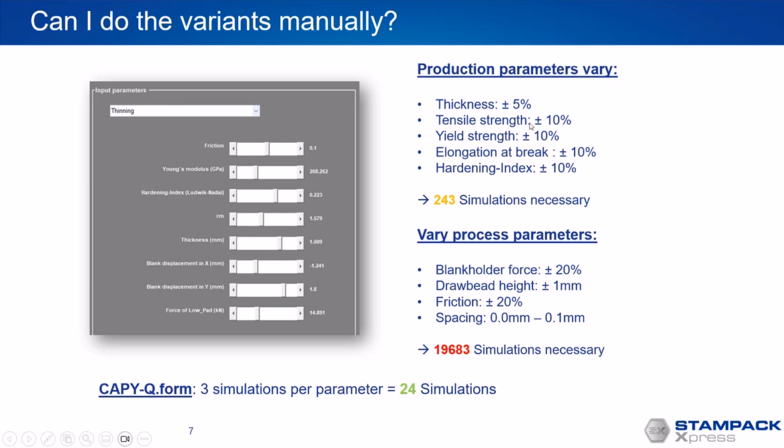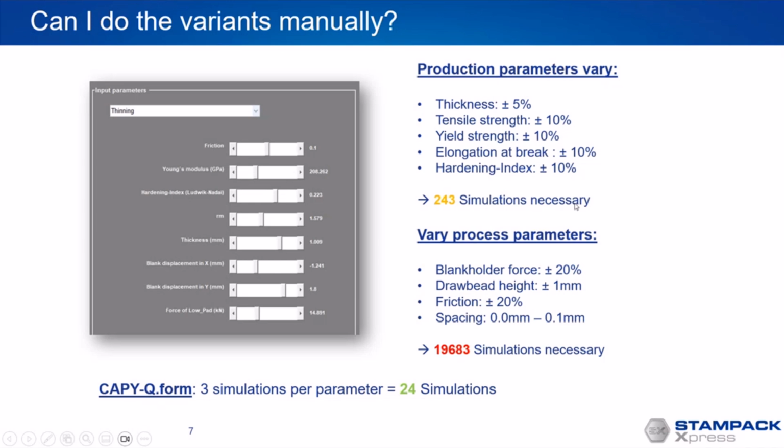Okay, I have to make 3 simulations to cover tensile strength, 3 simulations to cover the yield strength, 3 simulations to cover elongation at break, 3 simulations to cover the hardening behavior. And already from just varying the material parameters, we would need to make 243 simulations.